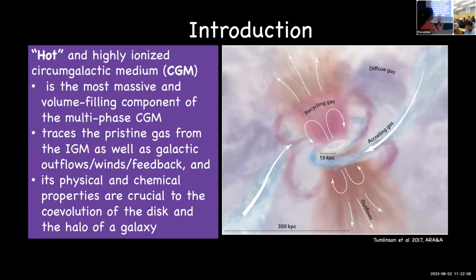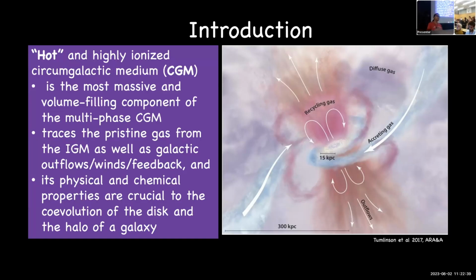It is not as dense as the ISM, but it is denser than the IGM. And it has a lot of things happening there. There are accreting gas coming in. There are also outflows. And also there are recycling gas, which has intermediate temperatures. And most of the work in the last two and a half decades has been done in UV, which probes the cool gas. But most of the massive and volume filling component is actually in the hot CGM, and hot and cool are very subjective in this context. So in a moment, I'll say what hot exactly means.